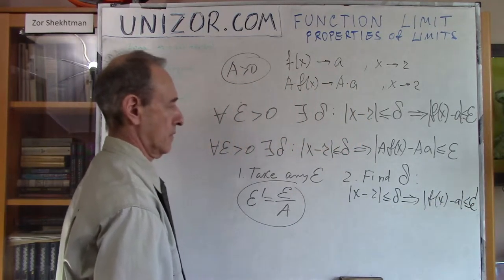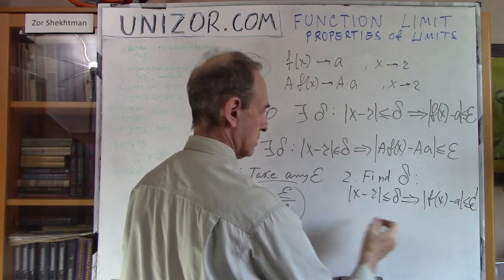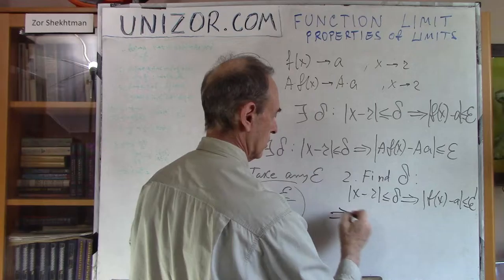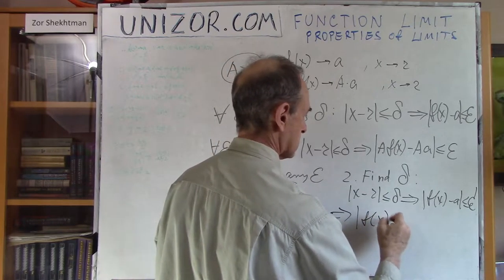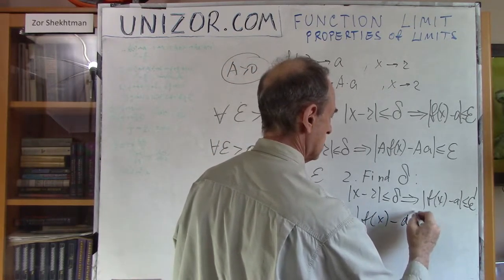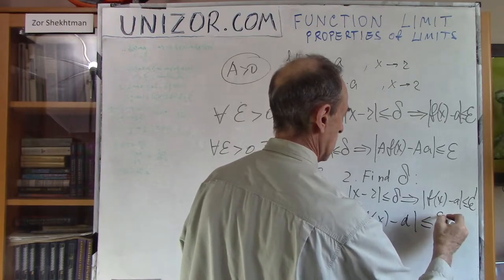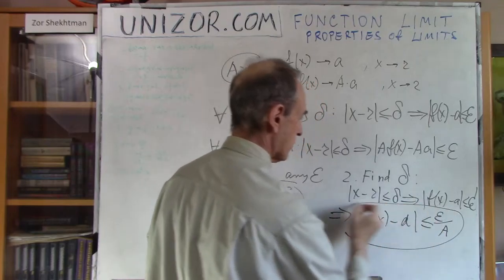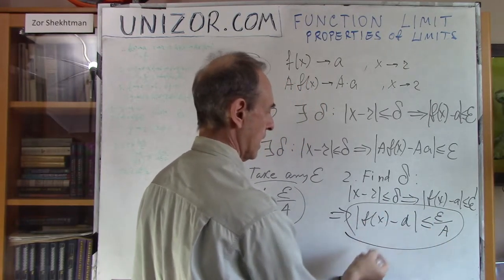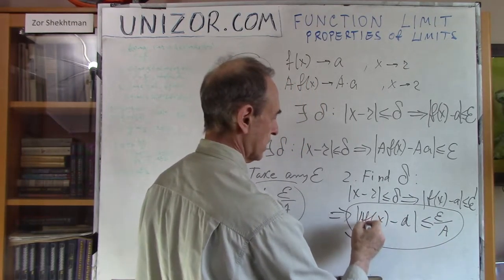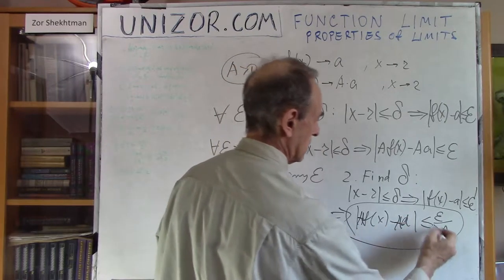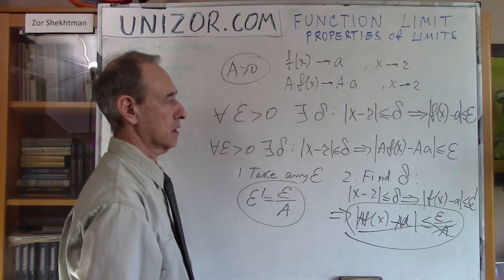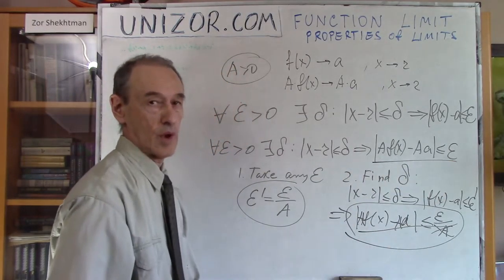Epsilon prime. Now, what is epsilon prime? Again, this is epsilon divided by a, right? So it's |f(x) - a| less than epsilon divided by a. So now we have proven this. Well, multiply by a, which is positive, so it will be here, a, and not this one. And we have proven this particular inequality, which we need, right?